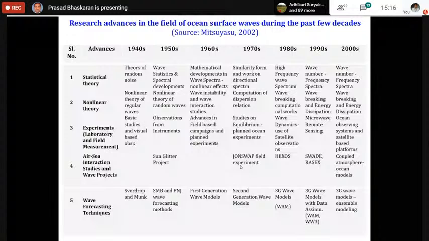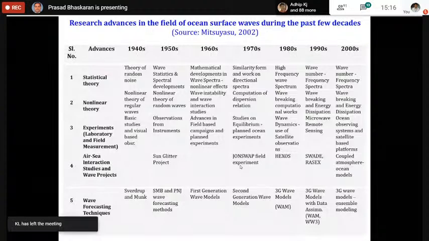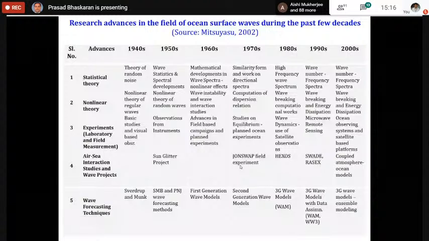And of course, there were some limitations with the Phillips spectrum. It was corrected in 1964 by Pierson and Moskowitz. They developed a spectrum for the fully developed sea. And that spectrum also had a limitation, and that was taken care of in JONSWAP. That is in 1973. They developed a spectrum which can be used both for deep water and shallow water. So the state-of-the-art wave models that we have today use the JONSWAP spectrum. I'll be talking in detail about JONSWAP after some time.